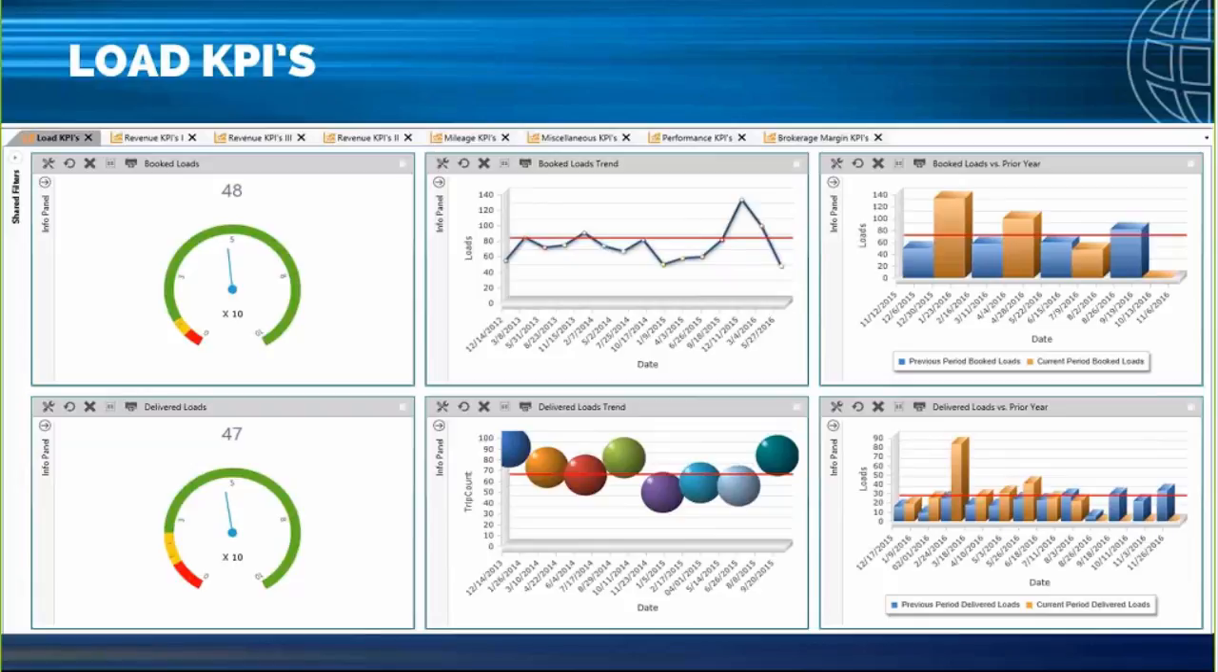We can see next a booked loads trend. Once again, you can look at it across any period of time. The KPI next to that one, the third one on the top, booked loads versus prior year. So you can do some analytics comparing this year to last year. On the bottom row, we can see the number of loads that have been delivered or completed today. Delivered load trends next to that. And once again, delivered loads versus a prior year. Once again, all of these KPIs that we're looking at are standard KPIs that come with the product.